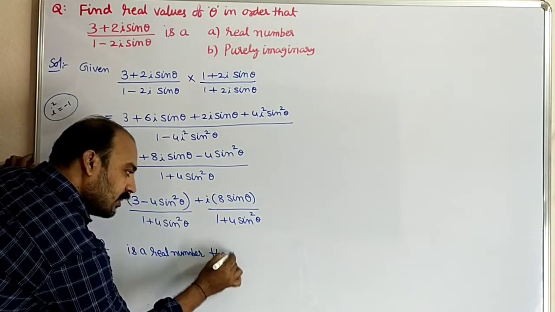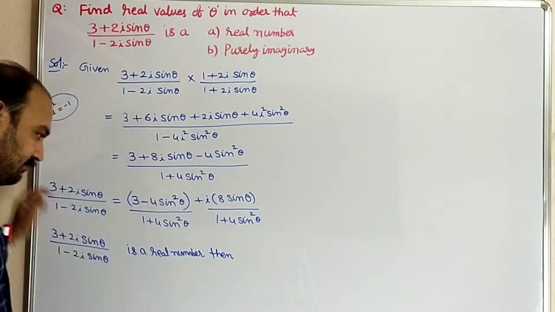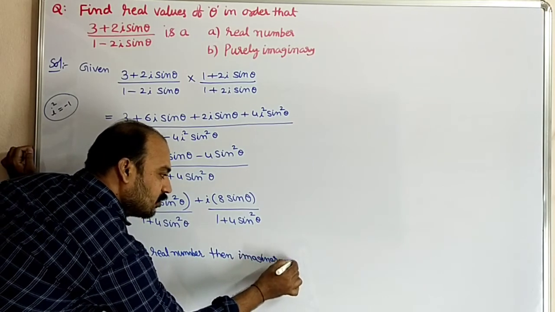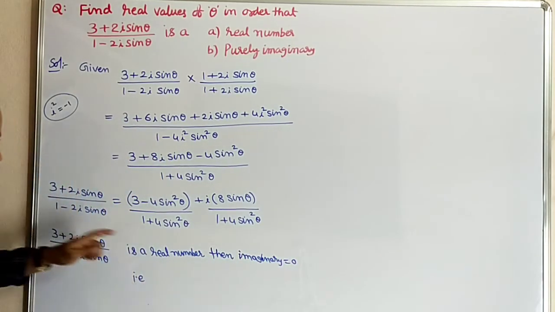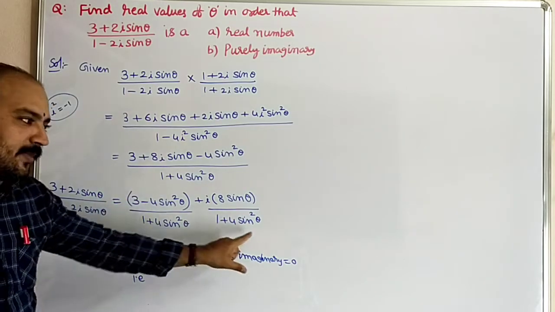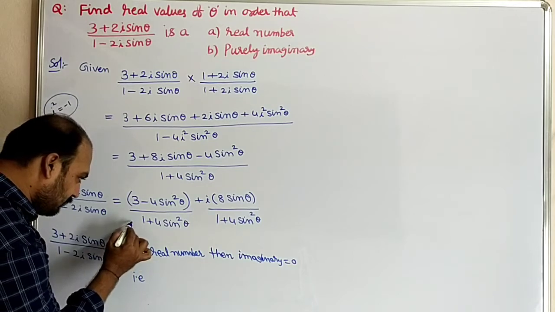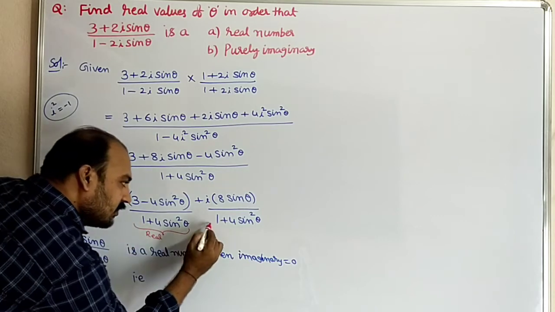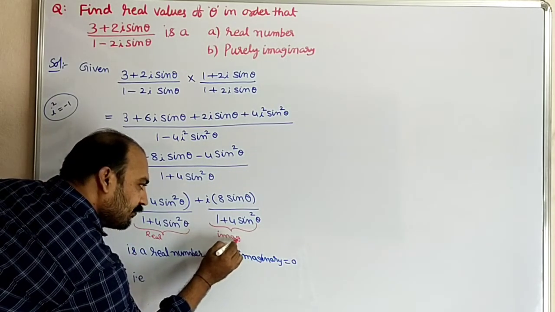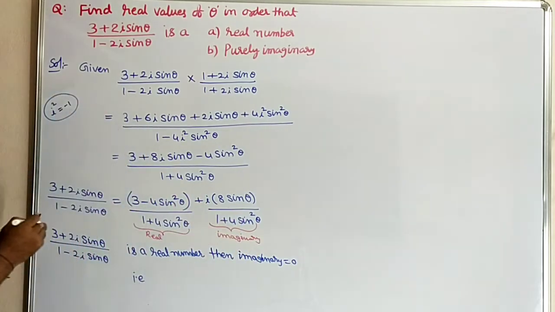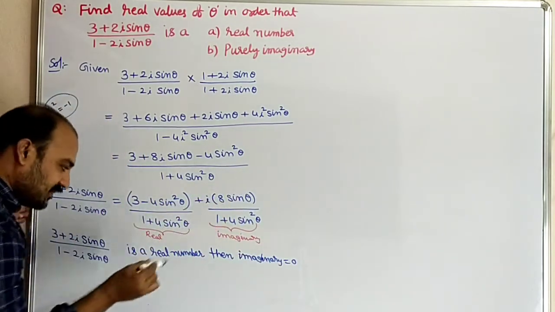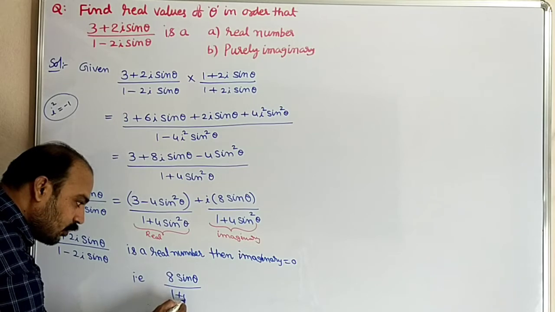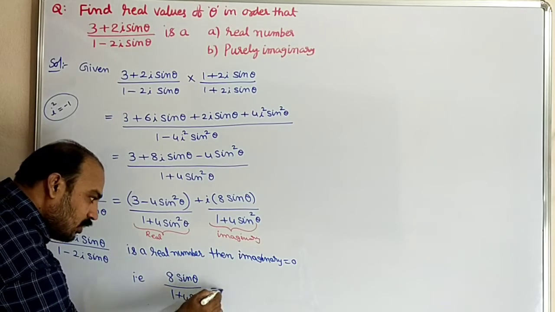Then the imaginary part of this complex number is 0. That is, in this, what is the imaginary part? This is x, the real part, and this is the imaginary part. So imaginary part equal to 0 means this value goes to be 0. That is 8 sin theta divided by 1 plus 4 sin square theta is equal to 0.